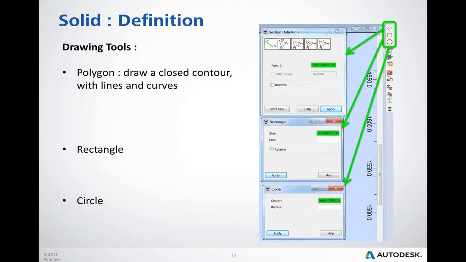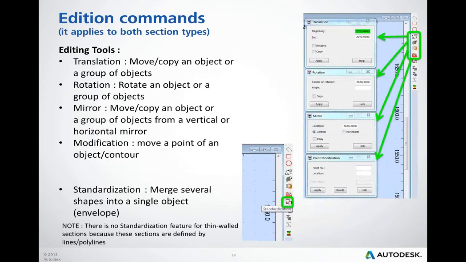Of course, it's also possible to draw a section in the section definition module or add some parts to the imported section shape using drawing tools like polygon, rectangle, or circle. To create openings or cutouts geometry, use the same tools.